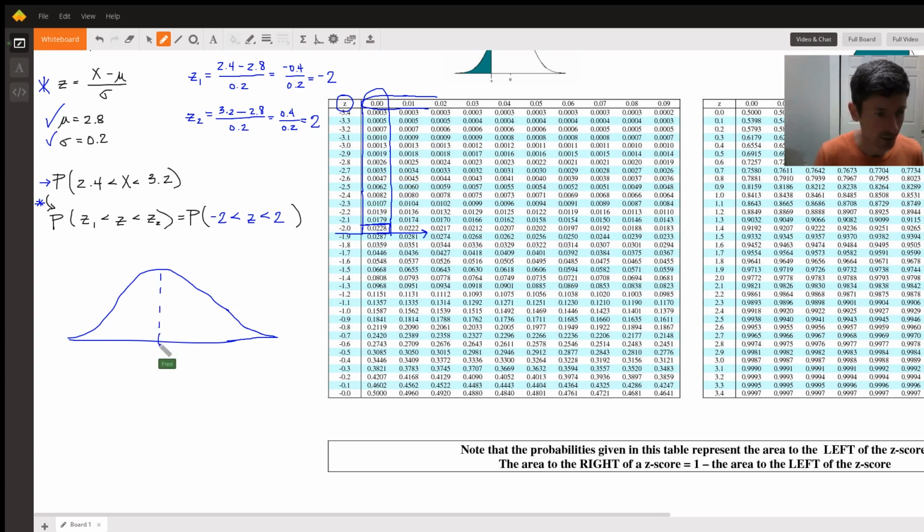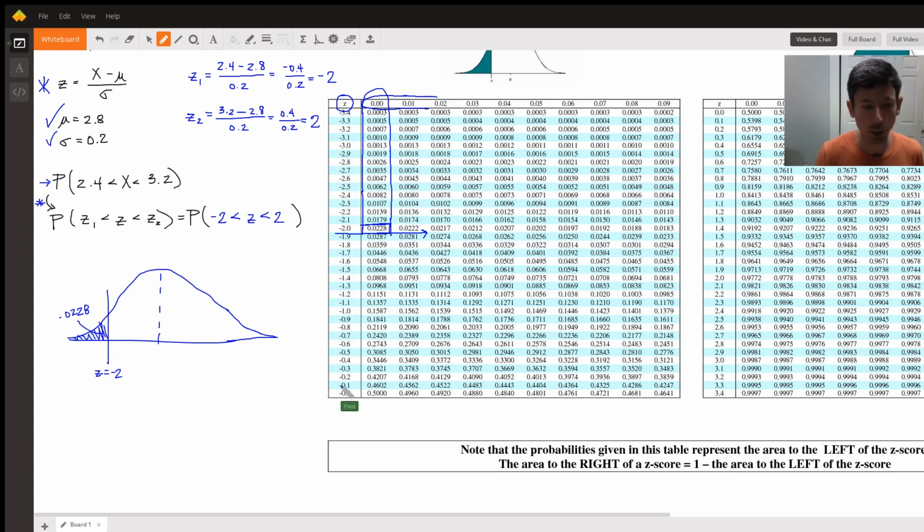And I always recommend drawing out the normal curve when learning these z-score and probability references. So what we just found was to the left of z equal negative 2, the area under the curve or probability is 0.0228.